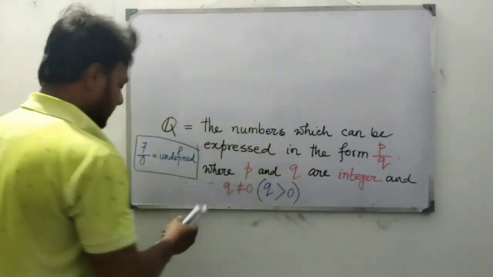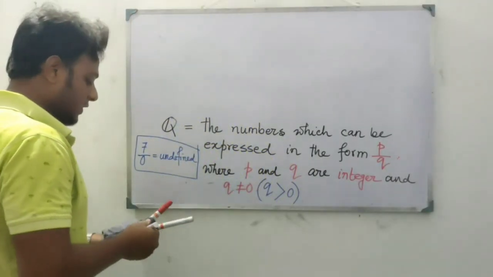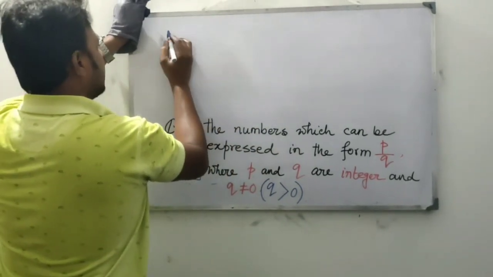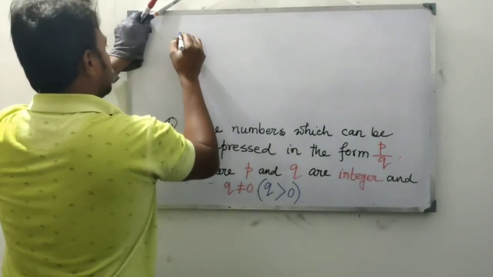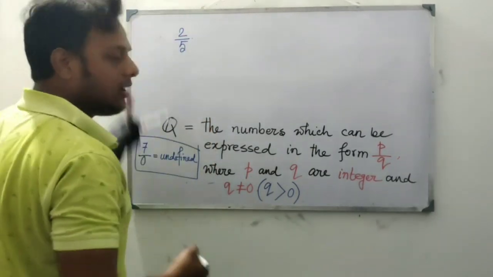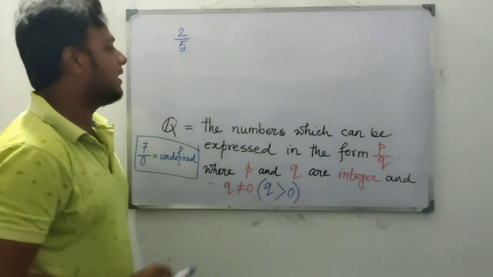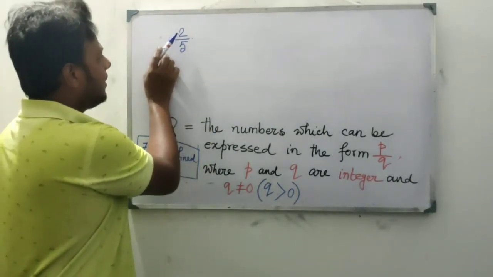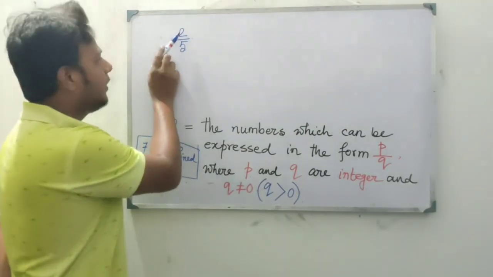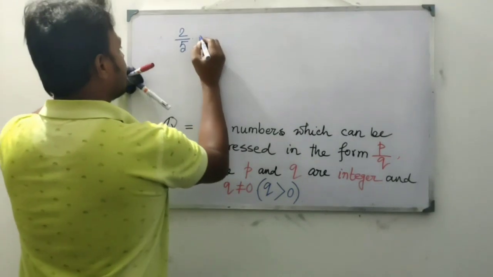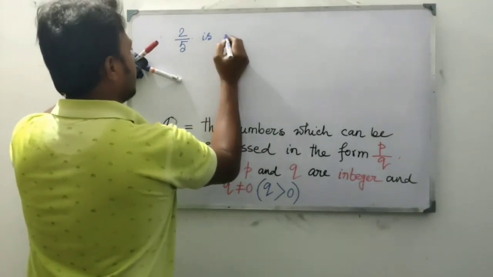Some examples. Suppose I am asking you that 2 by 5, is it a rational number? Clearly this is a rational number. Why? See, this is of the form P by Q. Here this is P and this is our Q. P means here 2 and Q means here 5. So clearly this is rational.